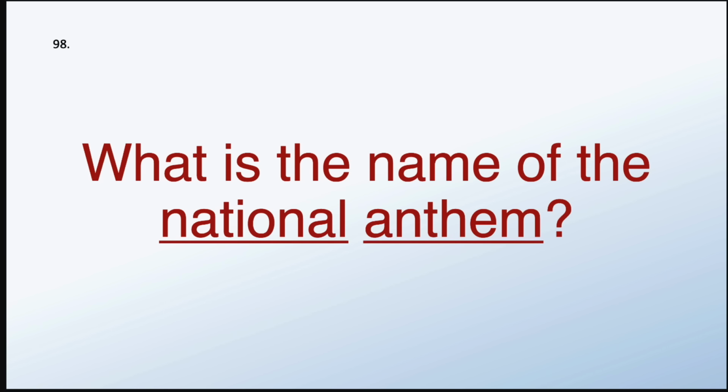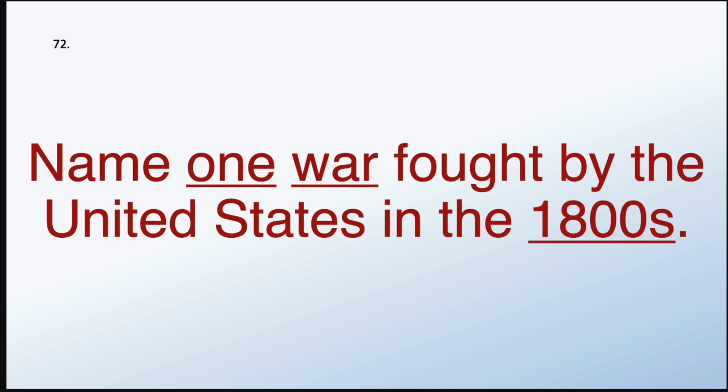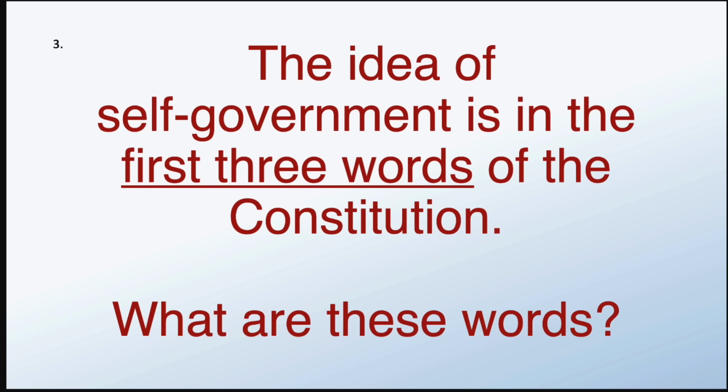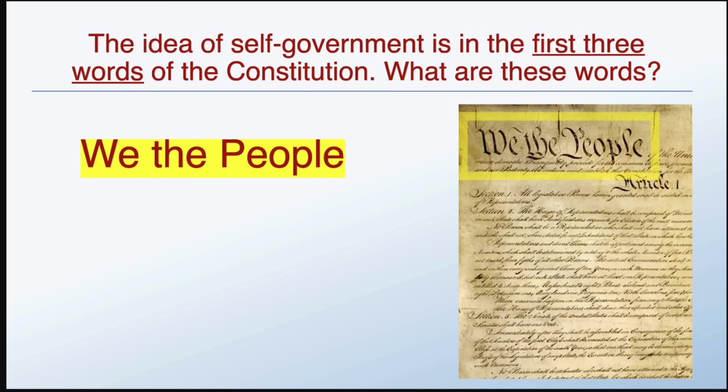What is the name of the national anthem? The Star-Spangled Banner. Name one war fought by the United States in the 1800s. The Civil War. The idea of self-government is in the first 3 words of the Constitution. What are these words? We the people.